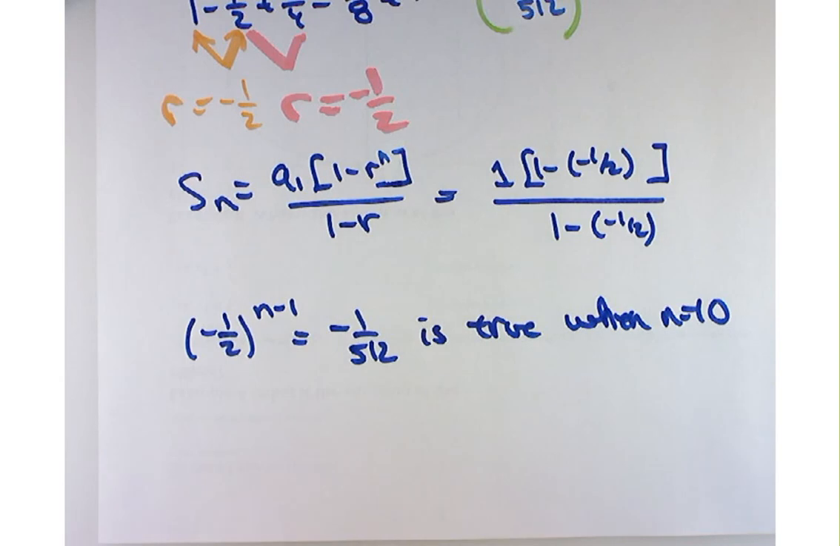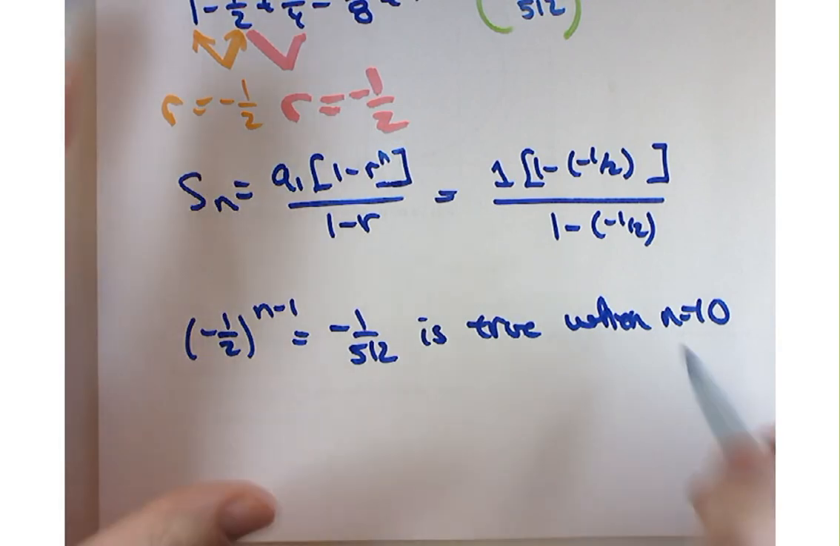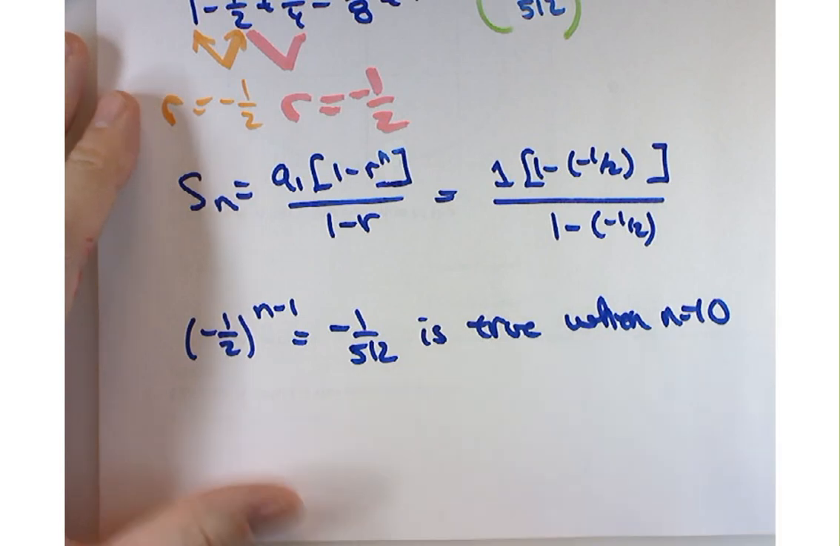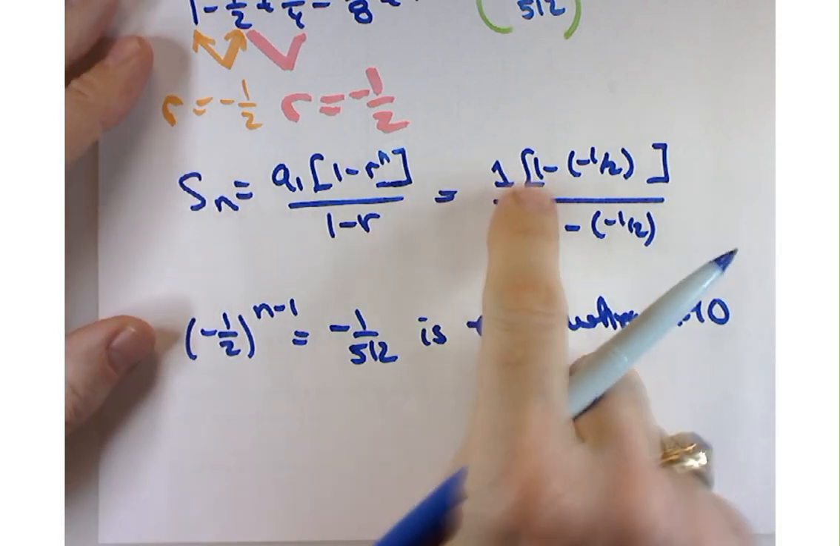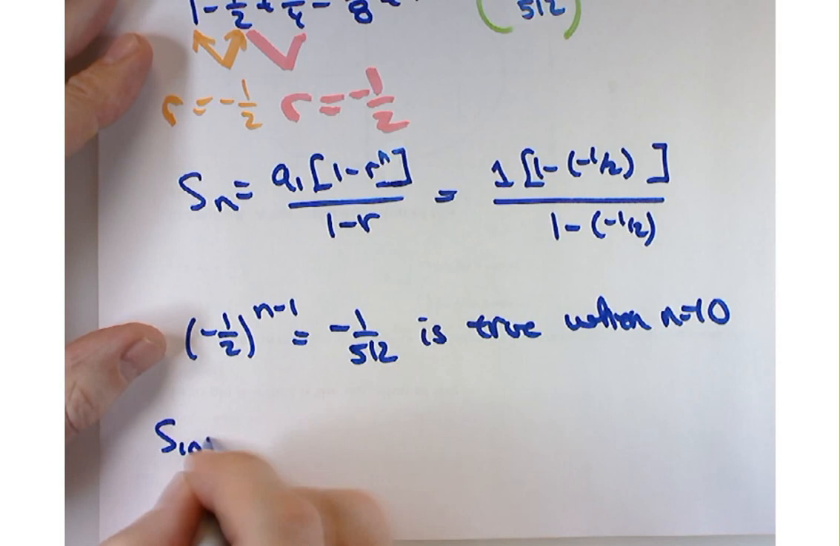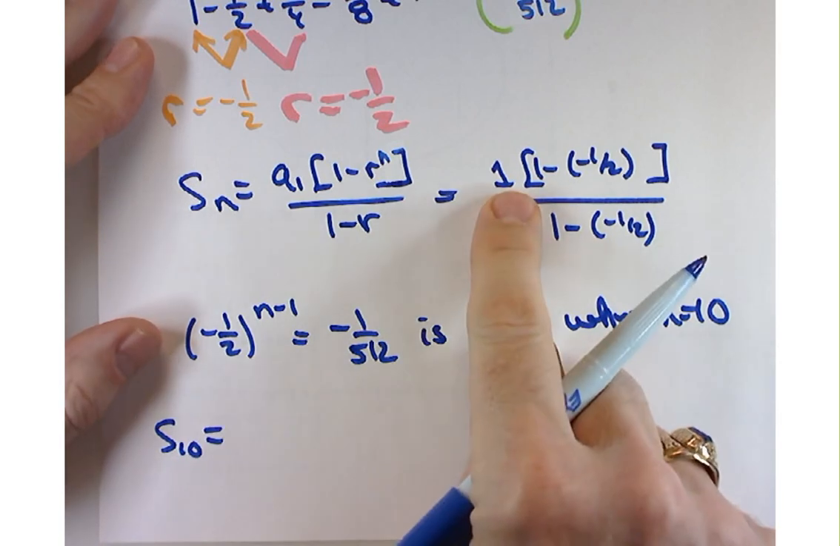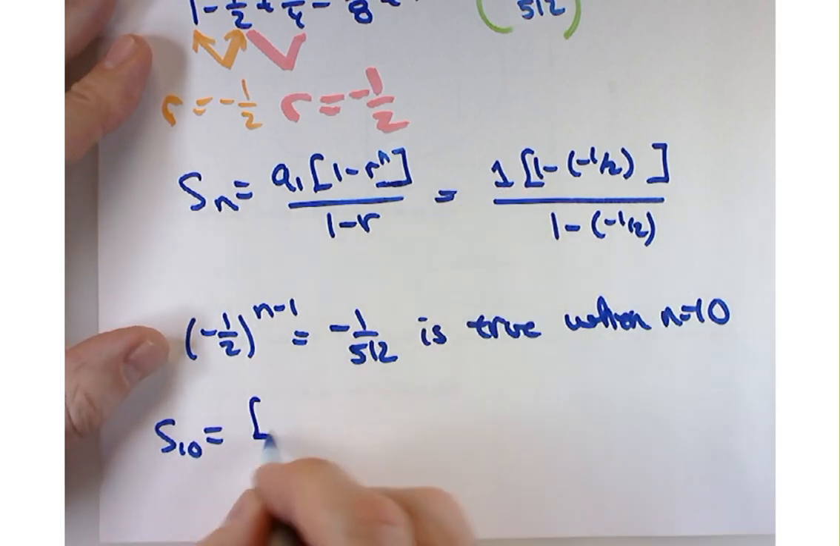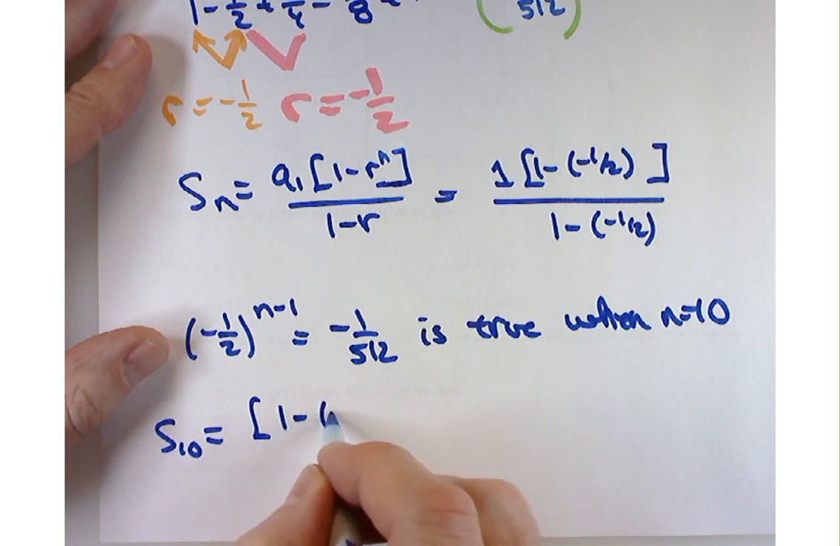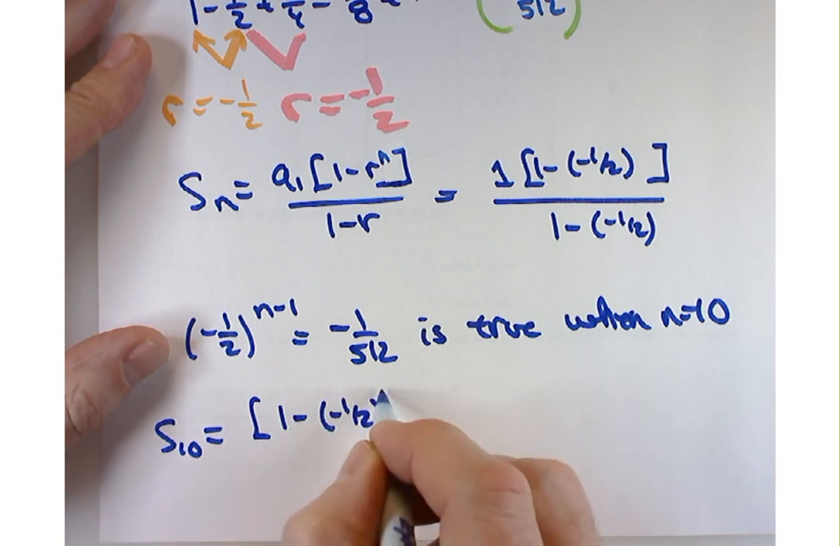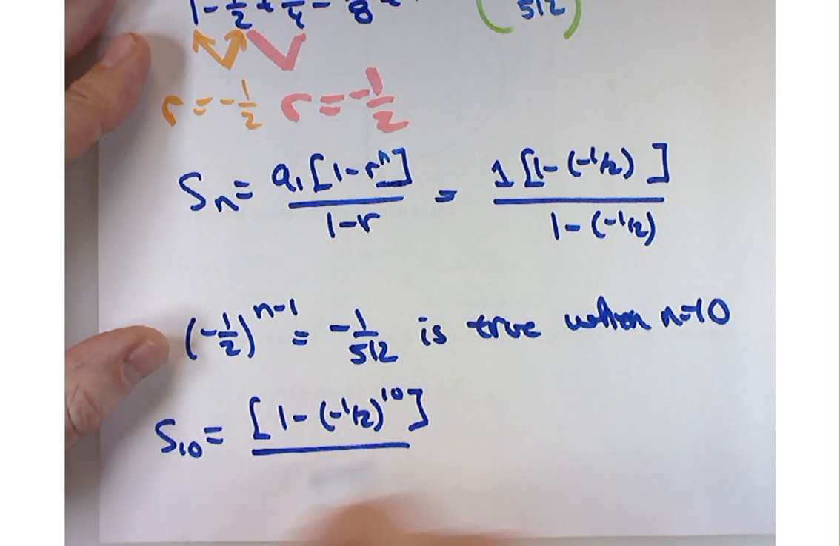I'd probably make a problem like this a little bit more user-friendly on an exam. But in any case, n equals 10. Let's see about figuring out what S sub 10 is then. S sub 10, I don't need the 1 here. It's going to be 1 minus -1/2 to the 10th power divided over 1 minus -1/2.